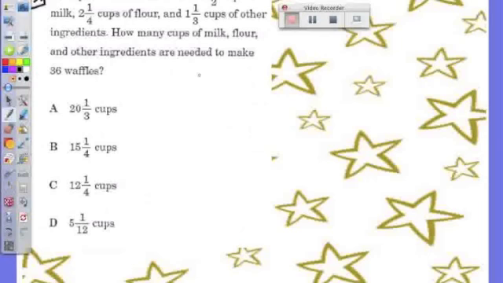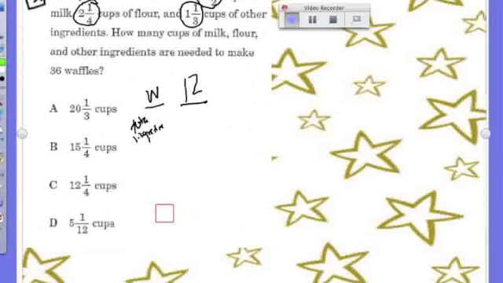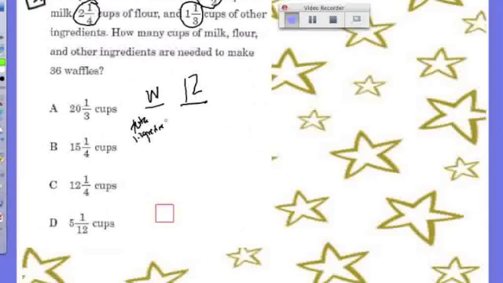Next. Oh, wow. This one, you can set this up as a proportion if you want to. It's going to be waffles to like total ingredients. So what you would do is you have 12 waffles. I'm not going to add these for you. You're a big boy and a big girl. You can add them. You could turn them into decimals. You get your total ingredients. You'll put it down here.